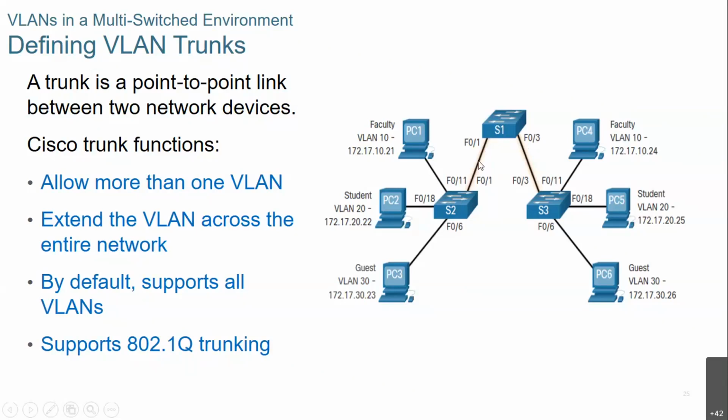A trunk, you can imagine it to be like a delivery truck. It carries all of the different VLANs. Okay, it carries the different VLANs here, and then when it comes over here, it will sort them to their appropriate VLAN. For example, this VLAN 20 wants to send something to this PC5, so it will send it over here.